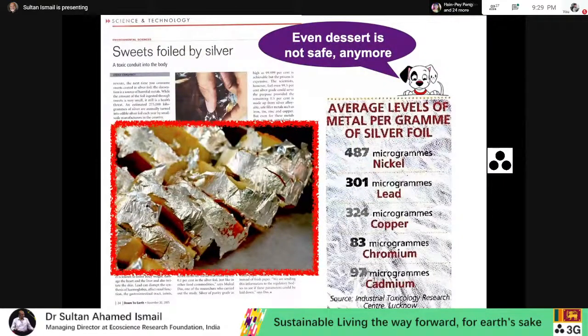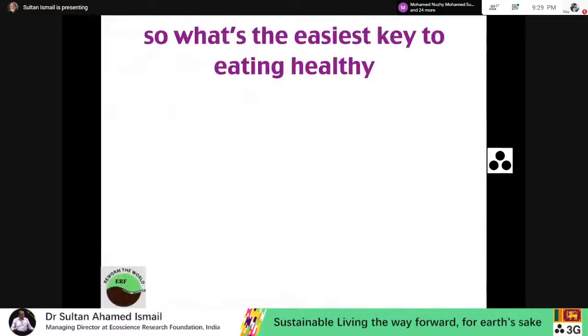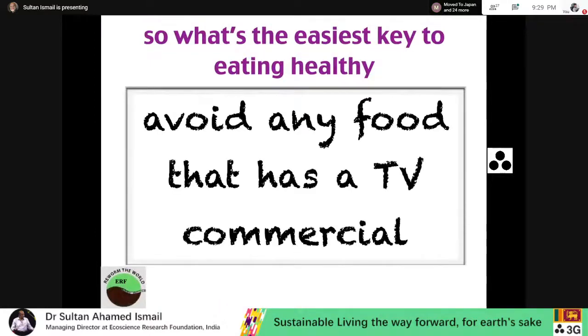And all our Asian countries use silver foil. Very, very few are genuine silver foil. Most of the shops which are selling it use a combination of 5 heavy metals. Kidneys will be gone. Do we require a foil on the sweet? Is it necessary? Please understand. So what is the easiest way of eating healthy? Don't eat what is advertised on the TV. Food doesn't require an advertisement. So eat whatever is healthy.